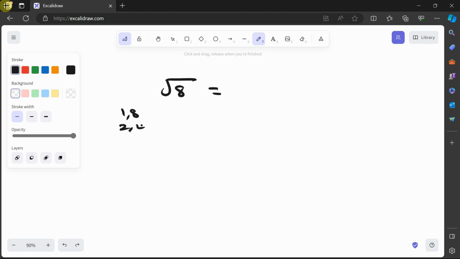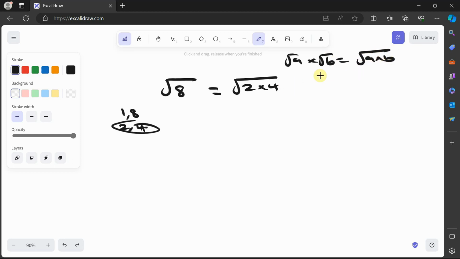We say 2 times 4. 2 times 4 will give me 8. You can see 4 is a perfect square because 2 squared will give me 4. So I can pick this one, and instead of writing 8, I could say square root of 2 times 4. Just like we said, the rule says that square root of A times square root of B is the square root of A times B. So I can write it as square root of 2 times square root of 4. Square root of 4 is 2, so that's 2 times square root of 2, the same as 2 root 2. This is how they were able to get 2 root 2 from square root of 8.